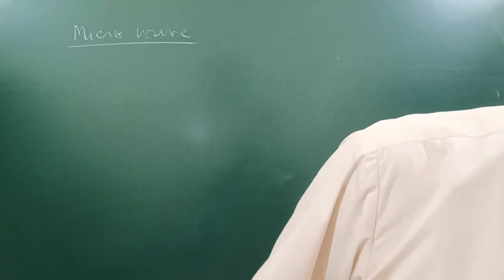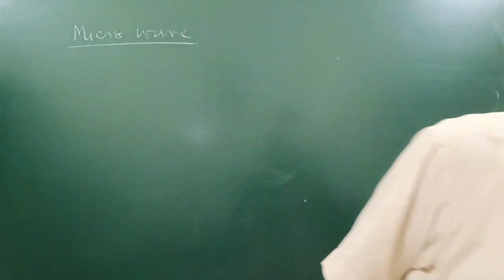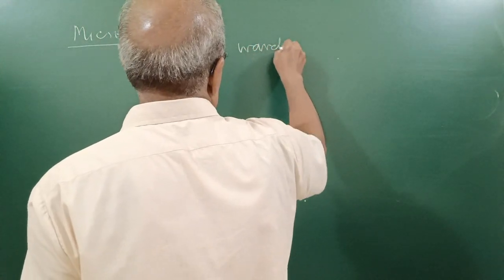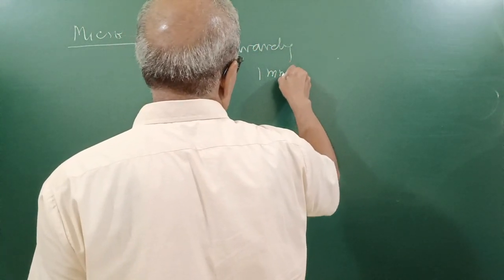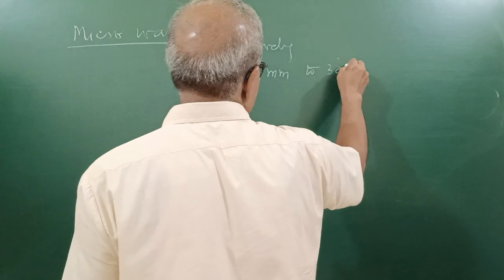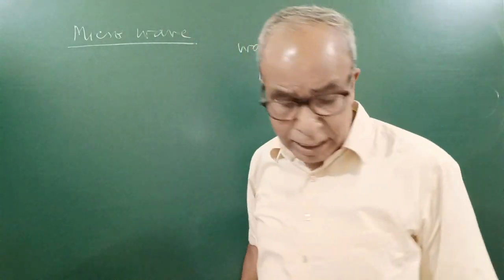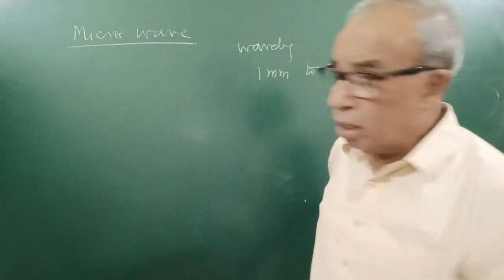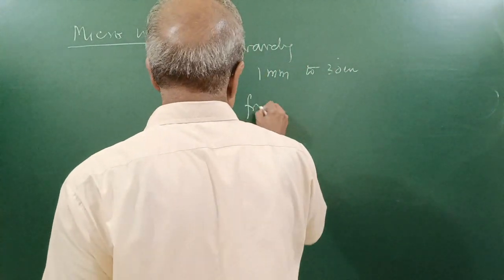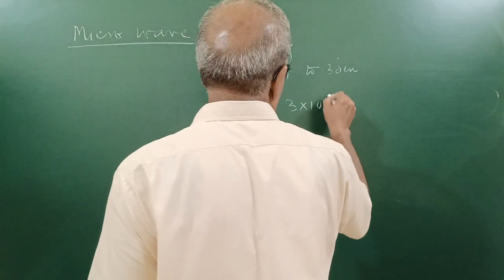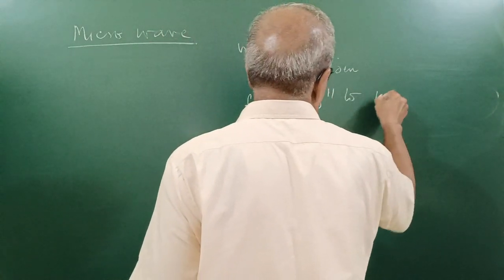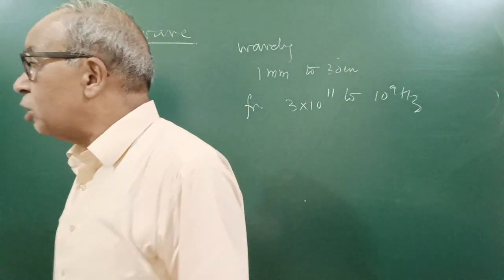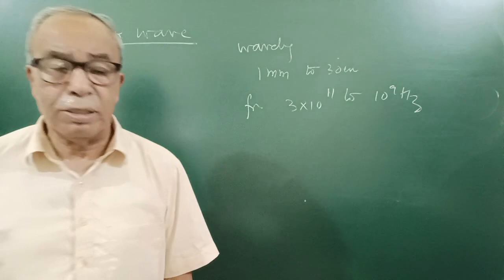Their wavelength varies from 1 millimeter to 30 centimeter. Frequency range is also 10 to the power 9 to 10 to the power 11 hertz. Microwaves are the shortest wavelength radio waves.